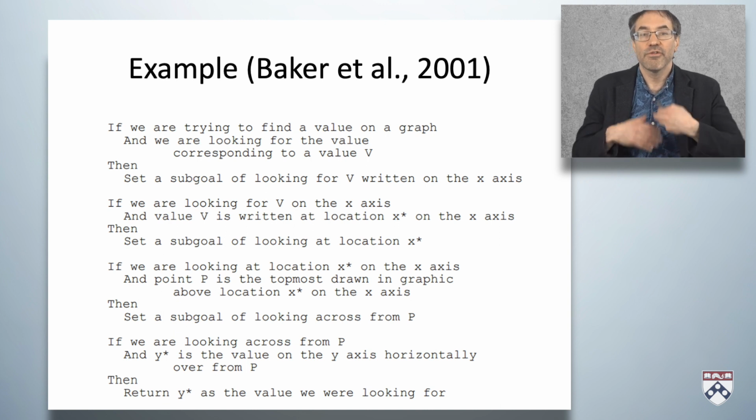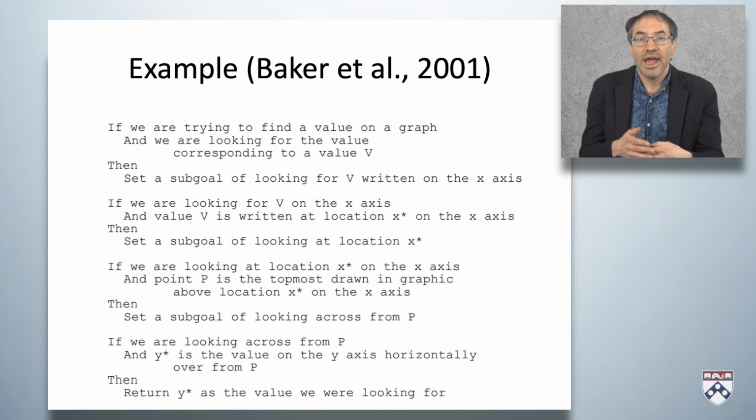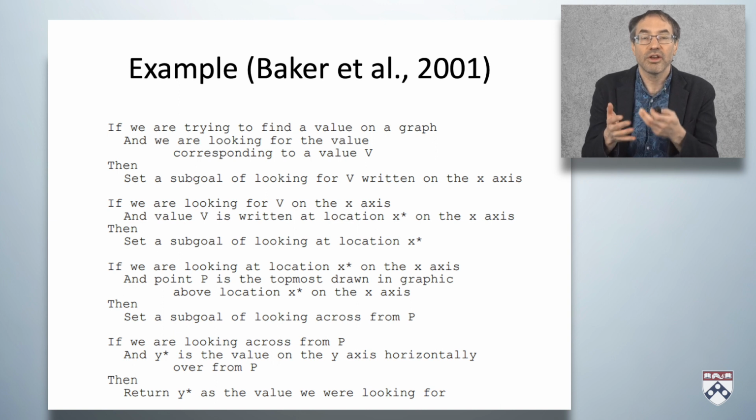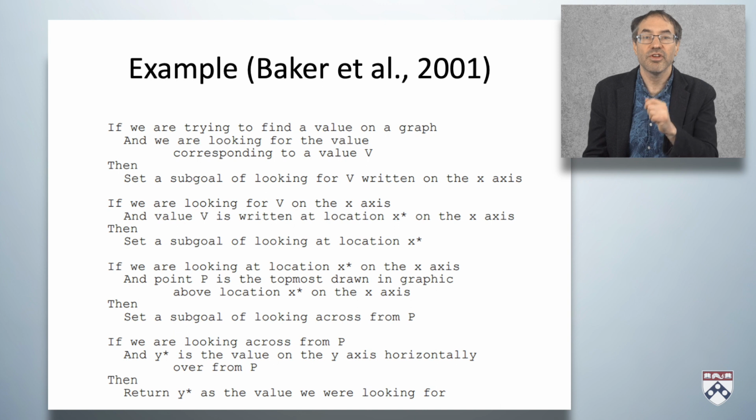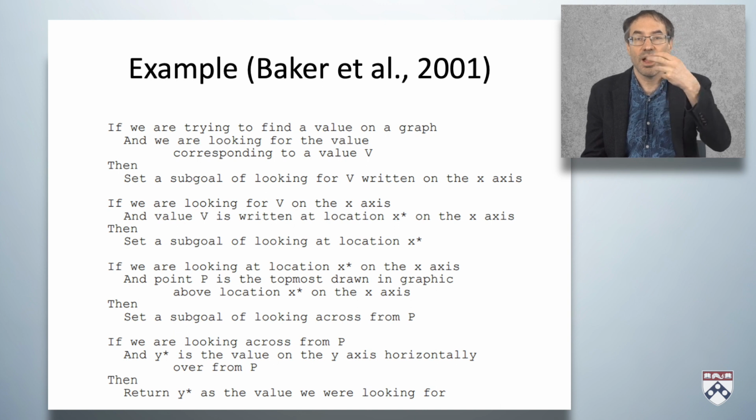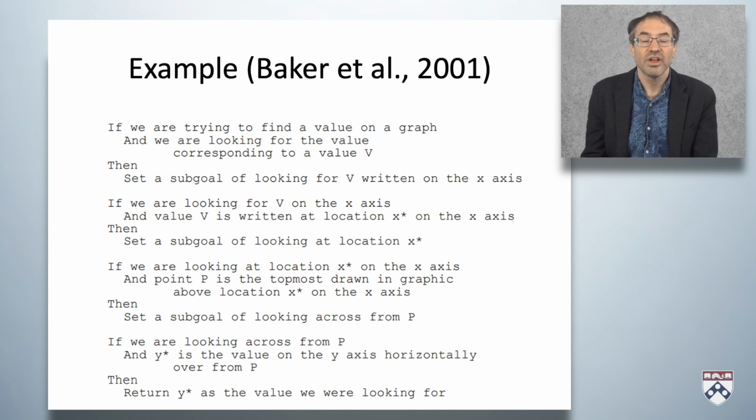For example, if we're trying to find a value on a graph, and we're looking for the value corresponding to a value v, then set a subgoal of looking for v written on the x-axis. If we're looking for v on the x-axis, and value v is written at location x hash on the x-axis, then set a subgoal of looking at location x hash.